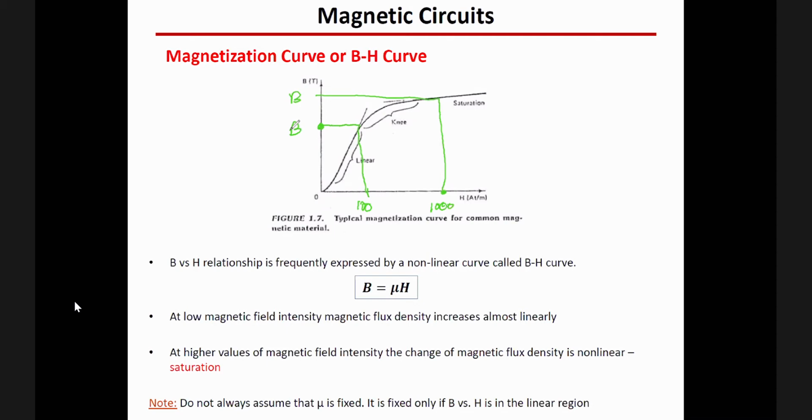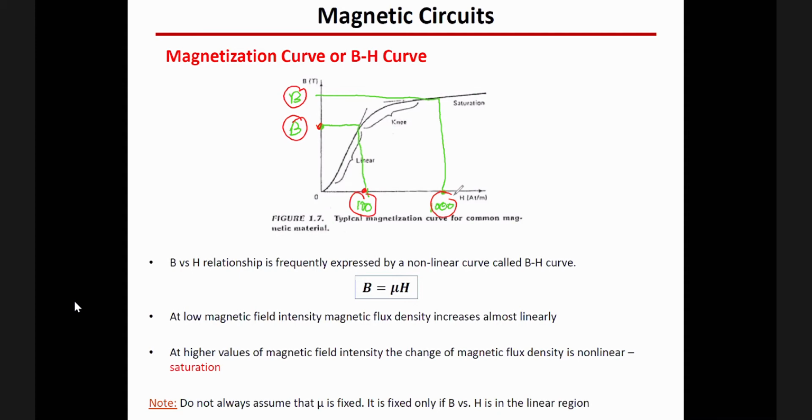How can we find the value of mu at these 2 points? It will be the slope. Yes, basically the slope, or B over H. Is this value of B over this value of H going to be the same as this value of B over this value of H? No, because it's non-linear. So at each operating point, we have a different value for mu and a different combination of B and H. So we can use the curve, or we can use the table, if we have a table representing the curve, to find the relation between B and H.